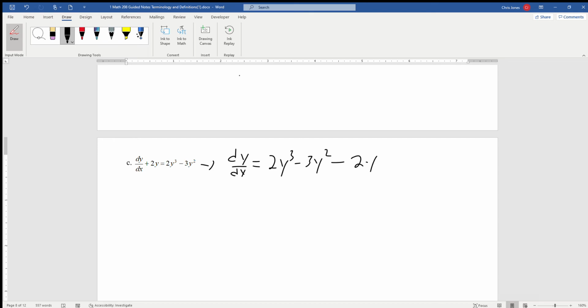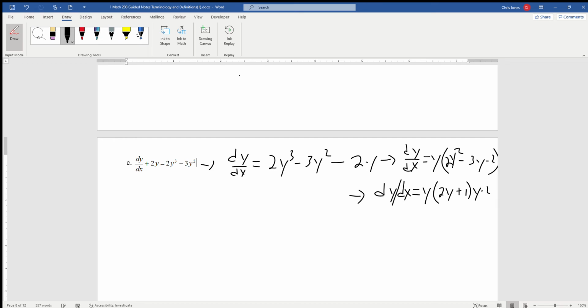We're going to factor this out. So dy/dx, we're going to factor a y out of it, and we're going to be left with 2y squared minus 3y minus 2, excuse me. And then finally we can factor that trinomial one more time, and we get that dy/dx is equal to y times (2y plus 1) times (y minus 2).